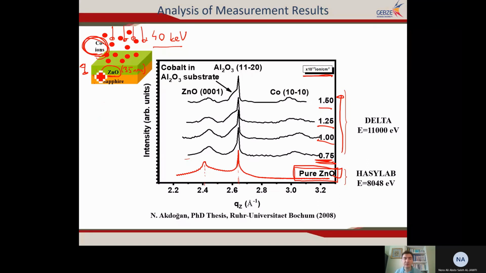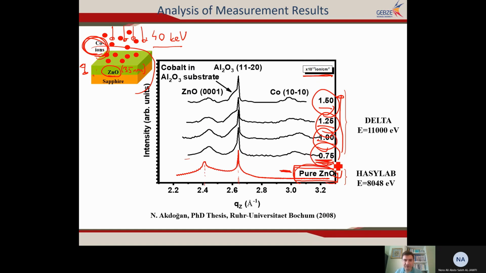Without looking into the material by using very complicated methods, I can answer more or less all of these questions by carrying out an X-ray diffraction experiment. Here I will show you. This red curve here is the X-ray diffraction data taken from the pure zinc oxide on sapphire. And then these are 4 different data sets taken for different cobalt concentrations within this material. So let's have a look.